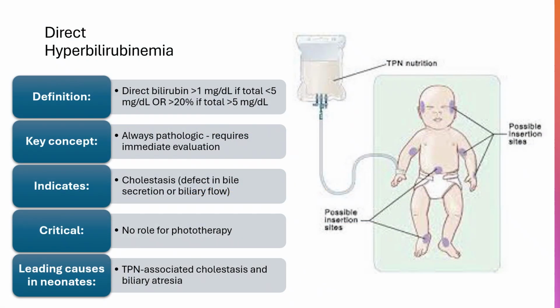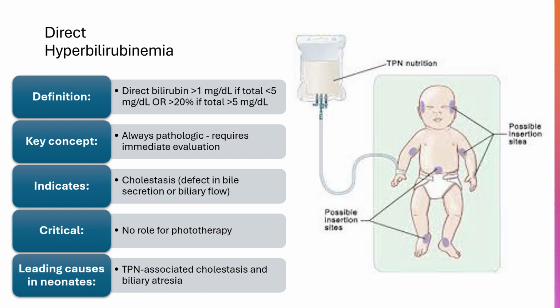Direct hyperbilirubinemia indicates hepatobiliary dysfunction and always represents pathology in the newborn. We define it as direct bilirubin greater than 1 mg per deciliter when total bilirubin is less than 5 mg per deciliter, or greater than 20% when total bilirubin exceeds 5 mg per deciliter. The pathophysiology differs fundamentally from indirect hyperbilirubinemia. The liver successfully conjugates bilirubin, but excretion is impaired due to hepatocellular dysfunction or biliary obstruction.